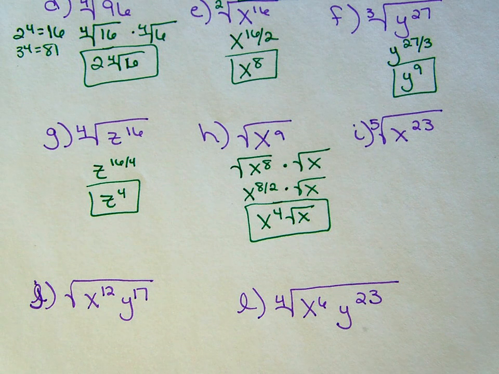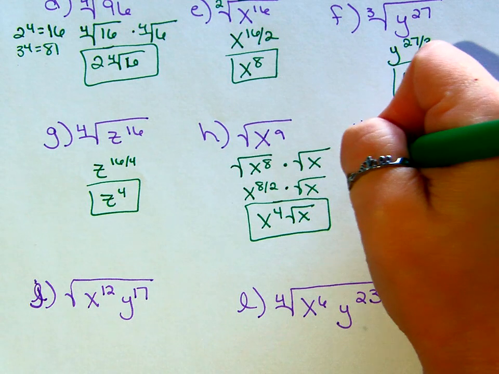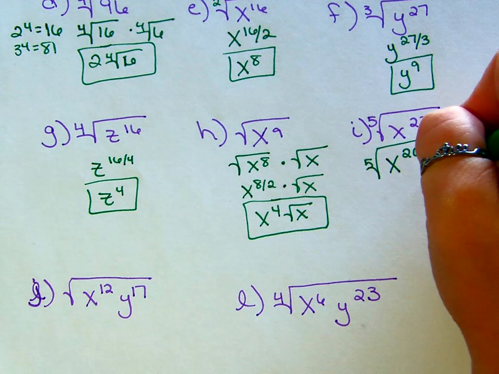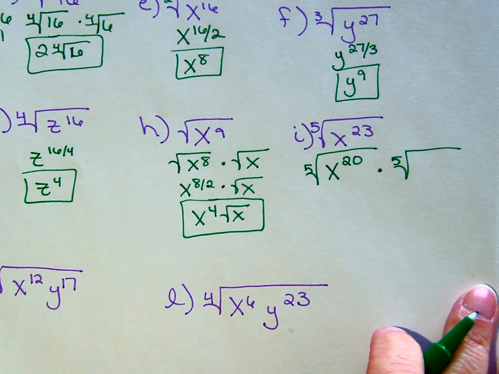Let's look at I. I is the 5th root of x to the 23rd. 23 is not divisible by 5. What number is divisible by 5 that's near 23? 20. Yeah, it's like the Price is Right. You want to be under the number they give you. So x to the 20th, I could take the 5th root of that, and that would leave me with the 5th root of what over here that you can't see? X to the 3rd, yeah.